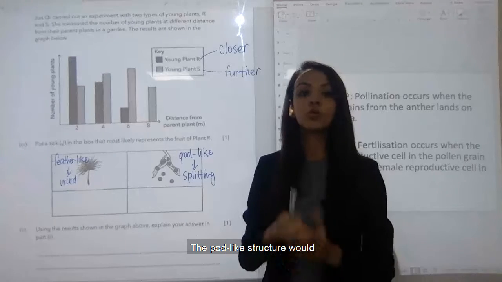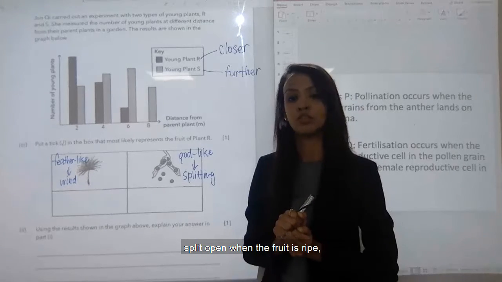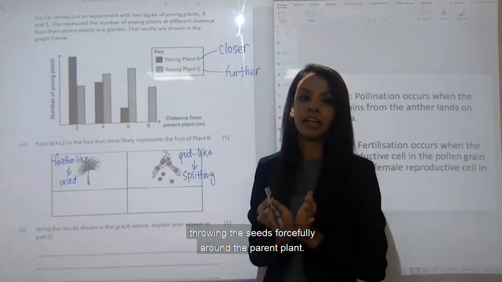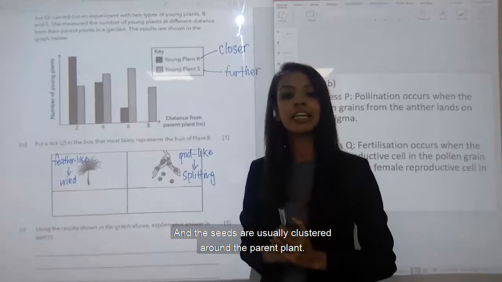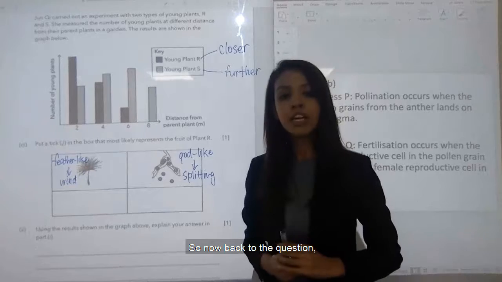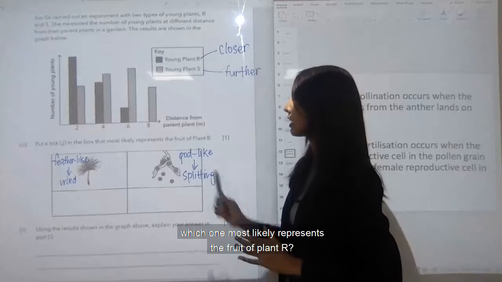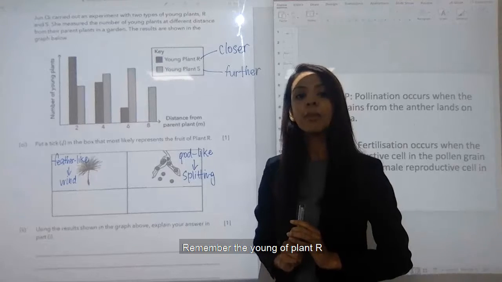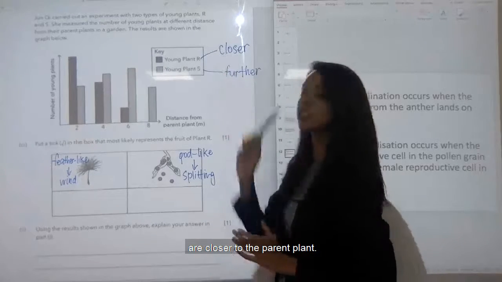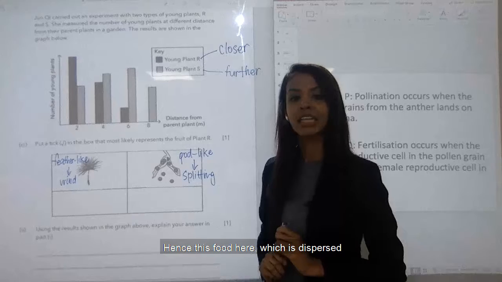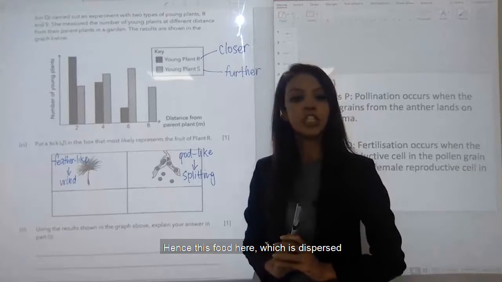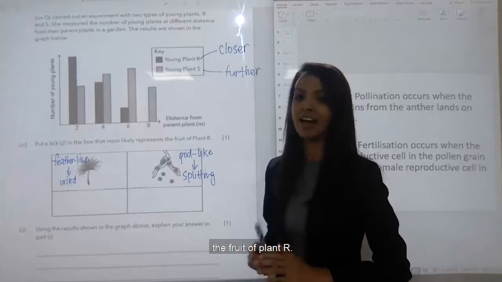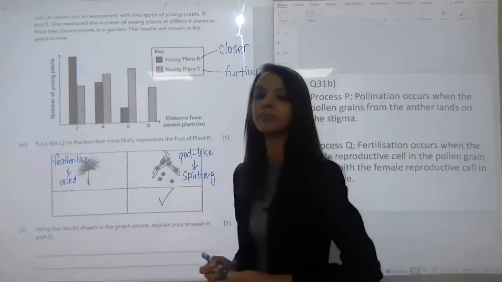The pod-like structure would split open when the fruit is ripe, throwing the seeds forcefully around the parent plant, and the seeds are usually clustered around the parent plant. So now back to the question, which one most likely represents the fruit of plant R? Remember, the young of plant R are closer to the parent plant. Hence, this fruit here, which is dispersed by splitting, would most likely be the fruit of plant R.